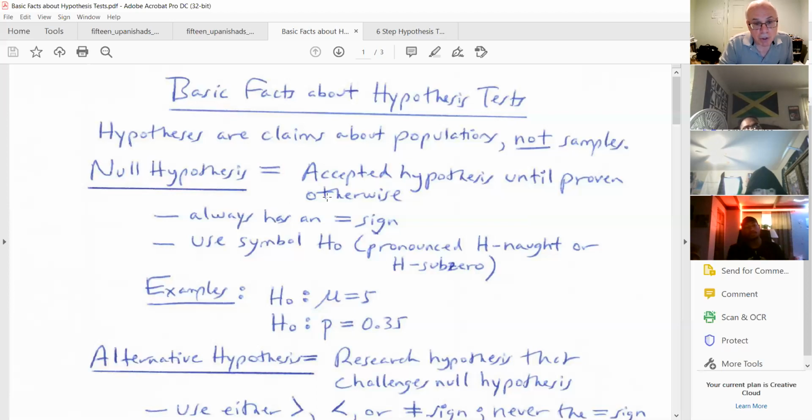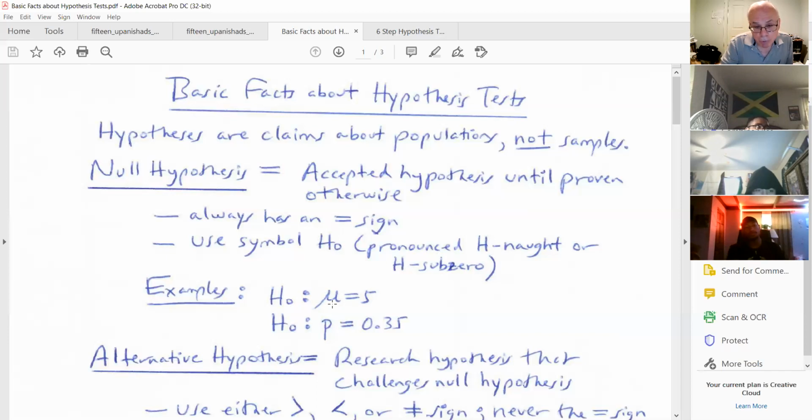Okay, so the null hypothesis is always written with an equal sign, and the symbol that we use for the null hypothesis is H with a subscript 0. You can pronounce it either H0 or H sub 0. These are examples of null hypotheses. Typically, you write H sub 0 first, then a colon, and then, for a population mean, you use the Greek letter mu.